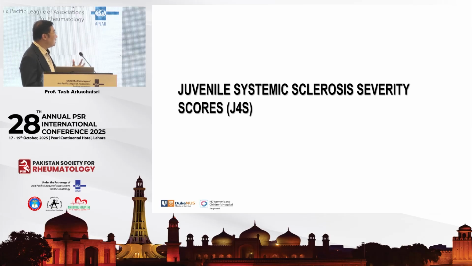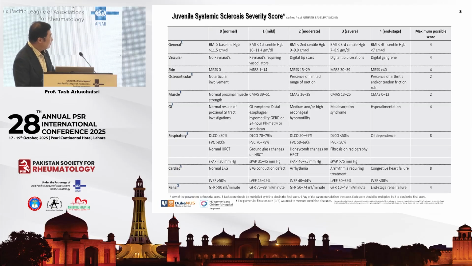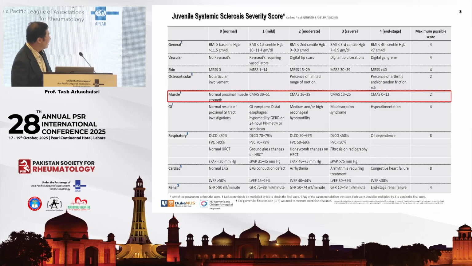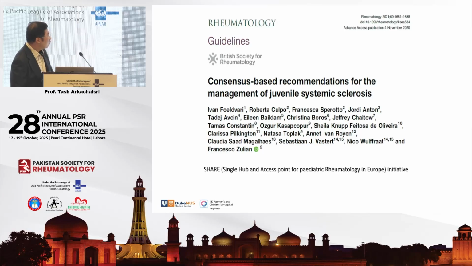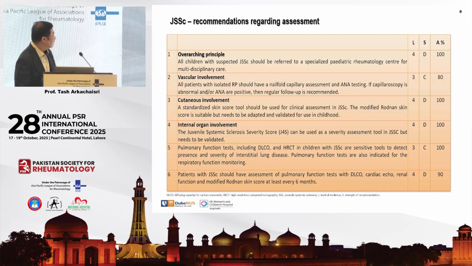And then activity or severity we adopt from the adult. So you can look at that. This is 9 parameters there. The only thing different is the muscle. We use CMAS, compared to the adult use MMT. Okay, everything else more or less adopt from the adult. Now I go to the treatment. This should be close to done.